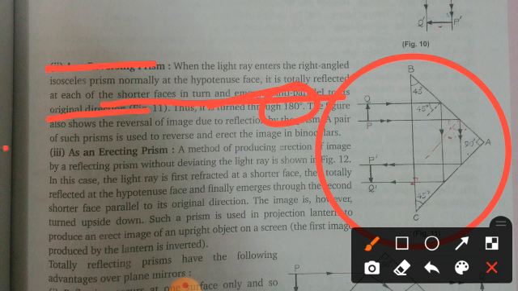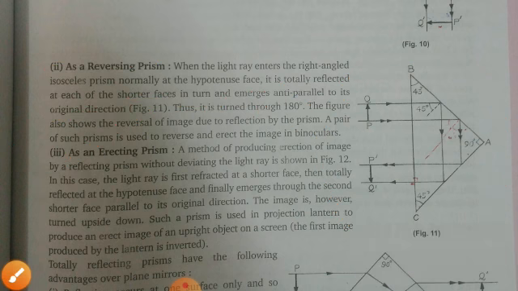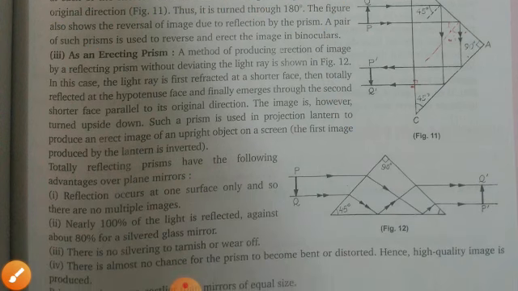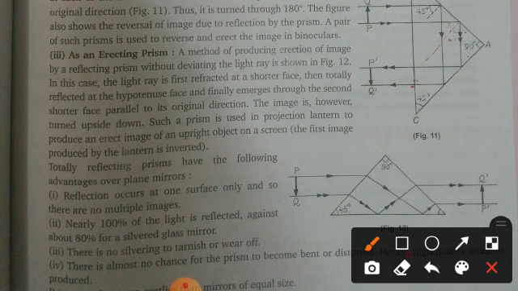Now we will move to the third one, an erecting prism. Clear? A method of producing erection of image by a reflecting prism, so deviating the light ray, shown in figure number 12 here. You can see this is an erecting prism.